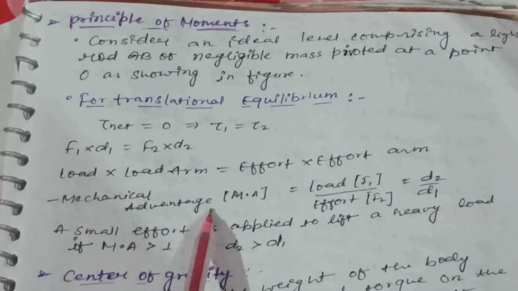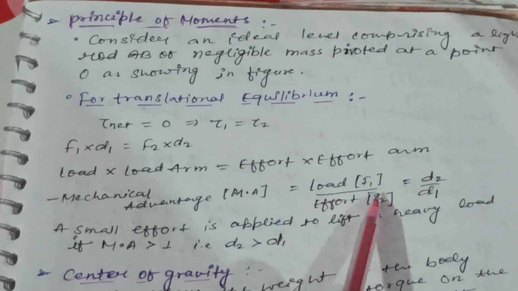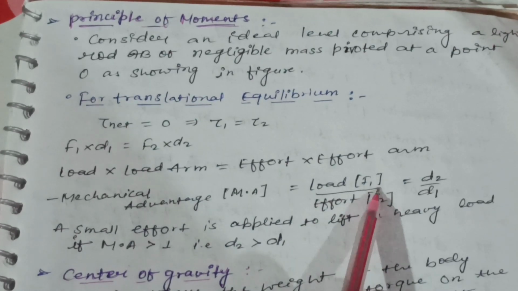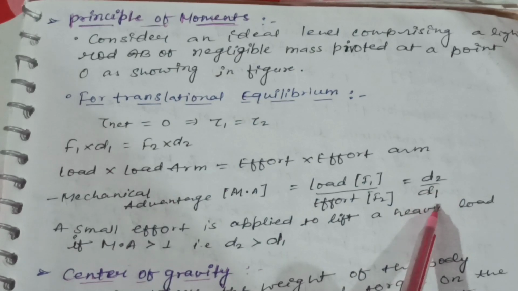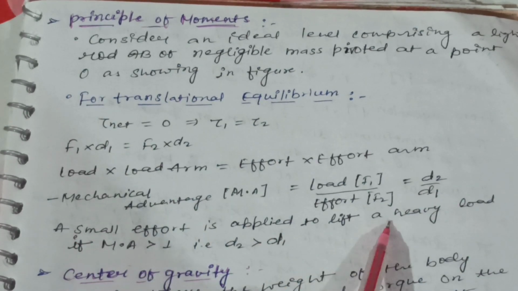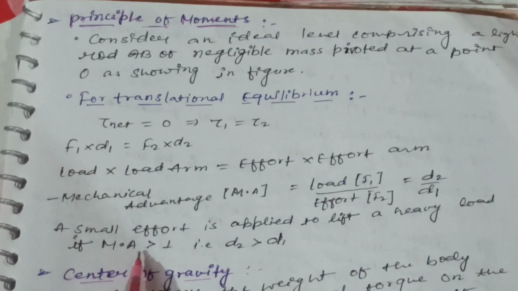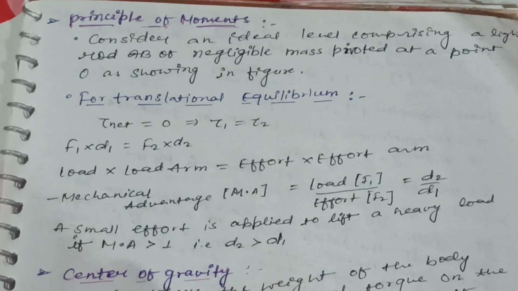Mechanical advantage. MA is equal to load (F1) upon effort (F2), which is equal to D2 upon D1. A small effort is applied to lift a heavy load when MA is greater than 1, that is, D2 is greater than D1.